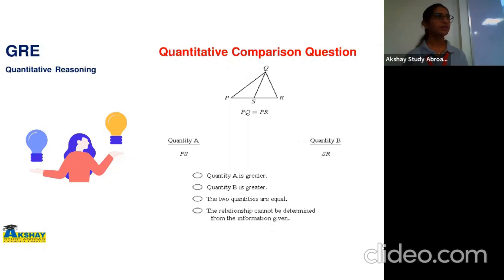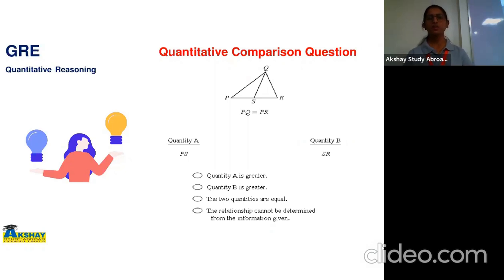Not equal. Okay, they are not equal. No, Akshata, it's not equal. Only this information is given: PQ is equal to PR, right? Only PQ is equal to PR is given. And sorry, option D, you're right. Option D is correct for this question.